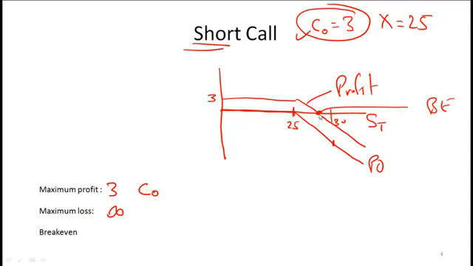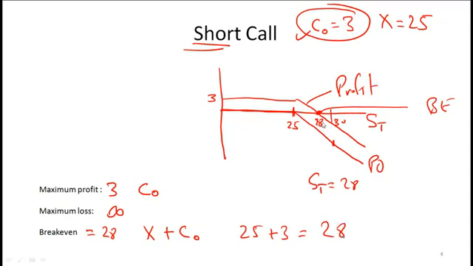Notice that in our example, the break-even point is 28. Why? Because when the stock price is equal to 28, the payoff for the short call is -3, but $3 is how much you got when you sold the option. So break-even in our example is 28. How did we get 28? Simply, it is the strike price plus C0. So in our example, that is 25 plus 3, which is equal to 28.